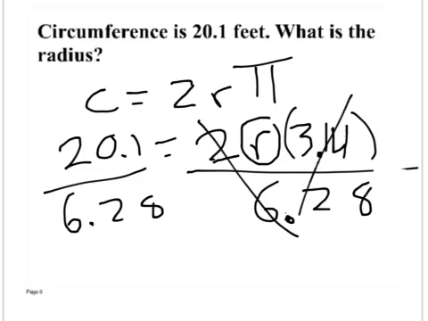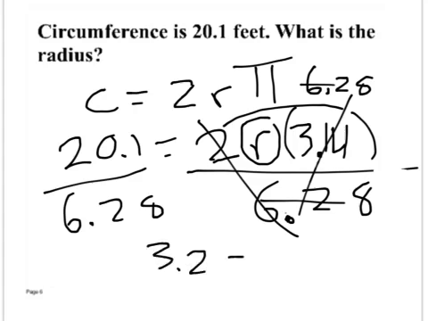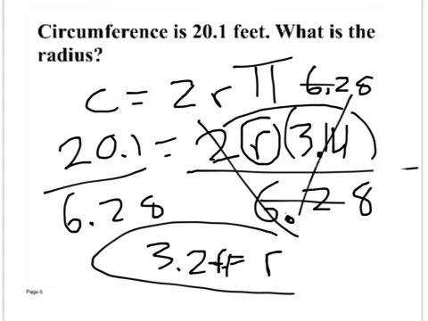I want to make sure you know 2 times 3.14 is 6.28, right? So they would cancel each other out. That's why we did it that way. 20.1 divided by 6.28 gives me 3.2. What does it equal? Radius r. This is in feet, by the way. So here's my answer. Everyone understand how to do that? Plug in what you know, solve for what you don't know.